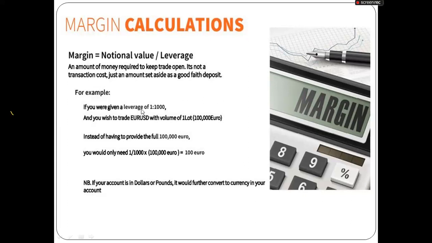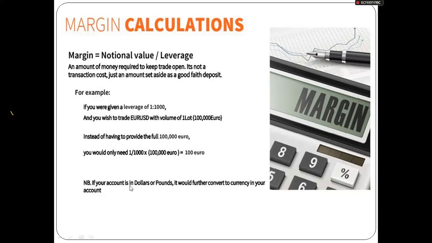So if you're given leverage of 1:1,000 and you wish to trade EUR/USD with a volume lot size of 1, which is 100,000 euro, instead of having to provide the full 100,000 euro, you would need just 1 divided by 1,000 times this amount, which is 100 euros. So if you have 100 euro, you can trade it. Your margin in this case is just 100 euros. That's what they are trying to say.